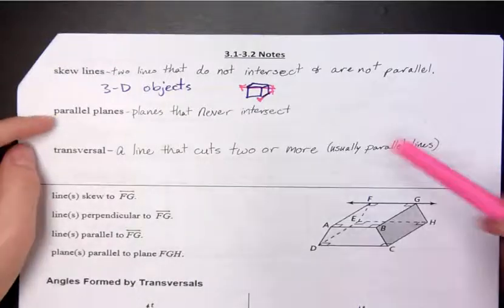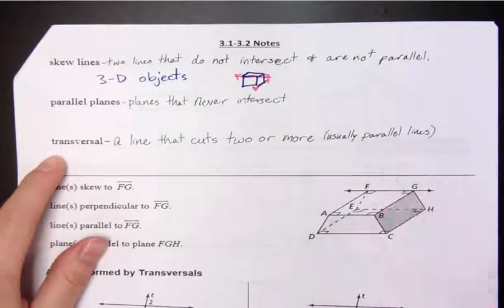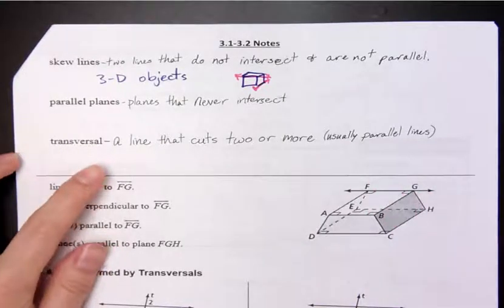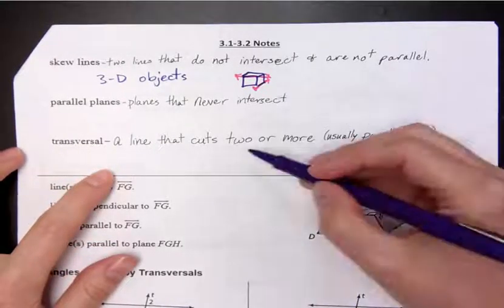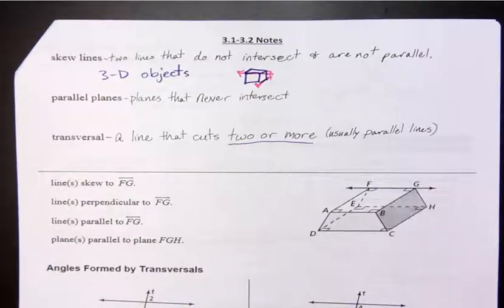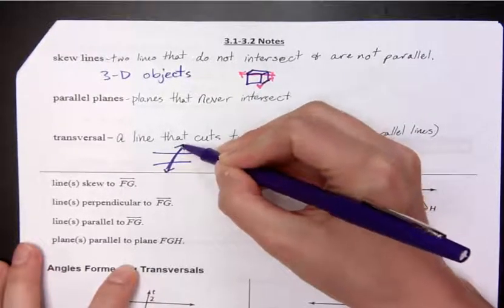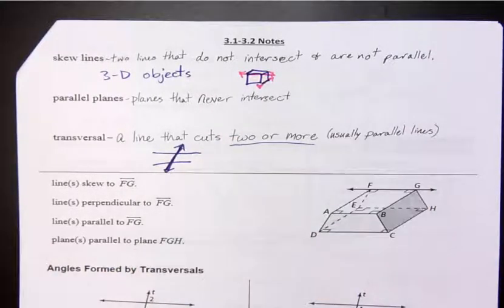Parallel planes are just planes that never intersect. It's pretty easy. A transversal is a line that cuts across two or more lines. Okay, so a lot of what we're doing today deals with transversals. And so it looks like this. This line's called a transversal.